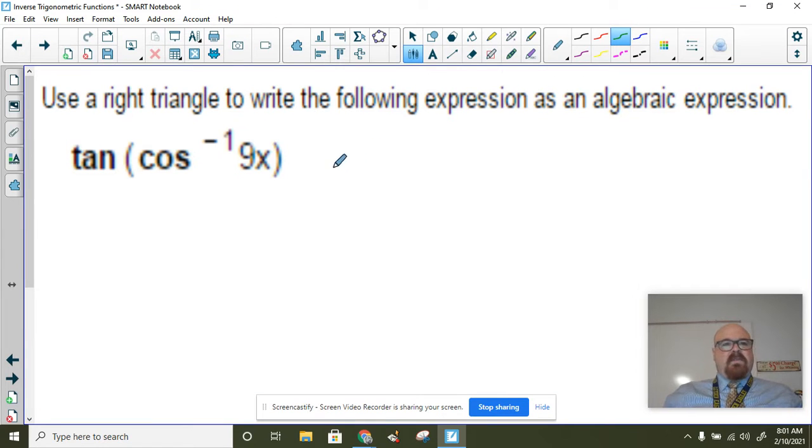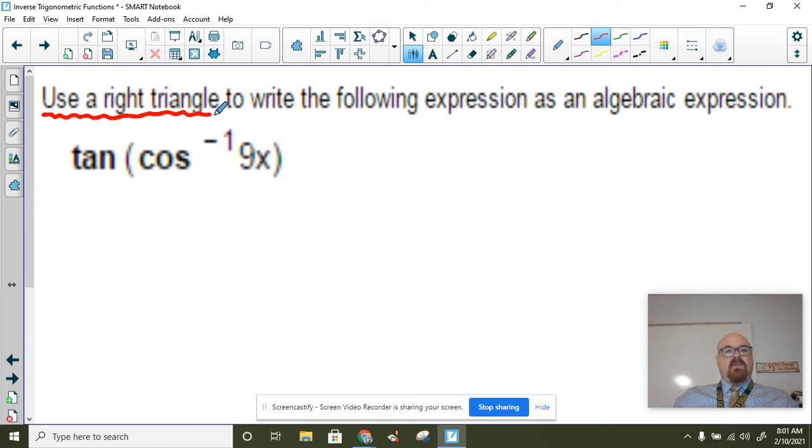Apologies for the fuzziness of the font here. The Smart Notebook software, I think, might need to be upgraded. The screen capture tool is not as strong as it used to be. So this says use a right triangle. Now they're just straight up telling you.